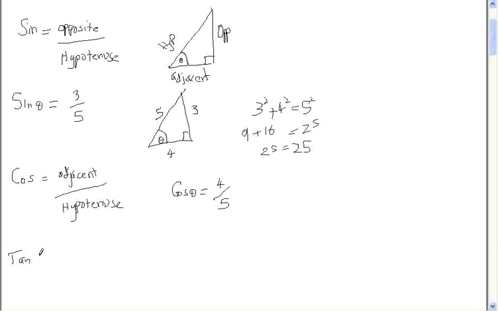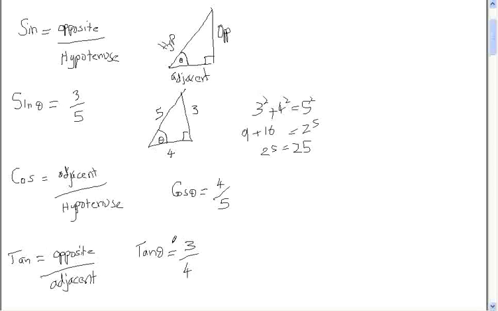Which is a ratio between the opposite and the adjacent side. So the hypotenuse does not feature in this function, so it's the ratio between the opposite and the adjacent. So the tan theta value for this right angle triangle here is opposite over adjacent, so that's 3 by 4. That's 3 divided by 4.